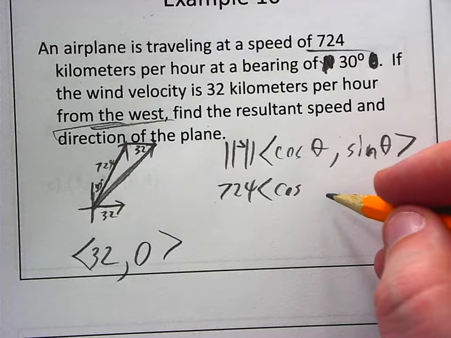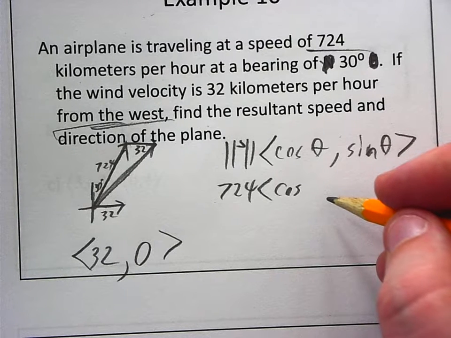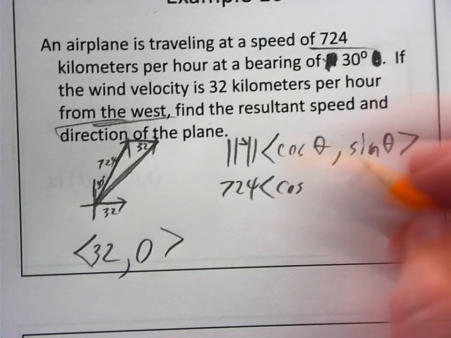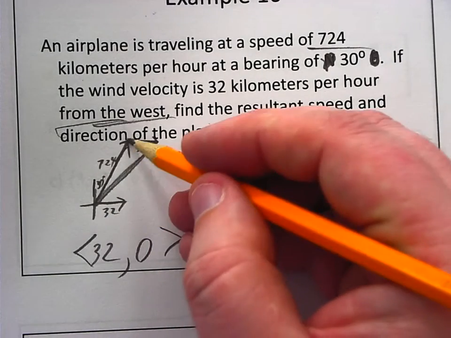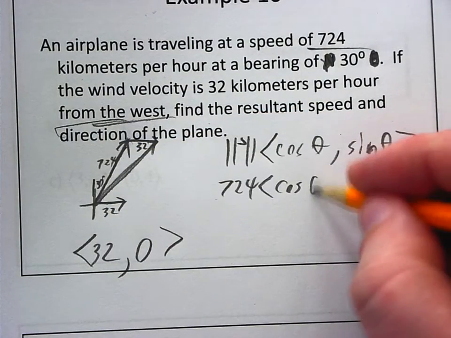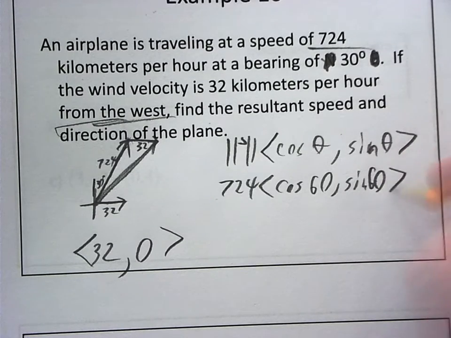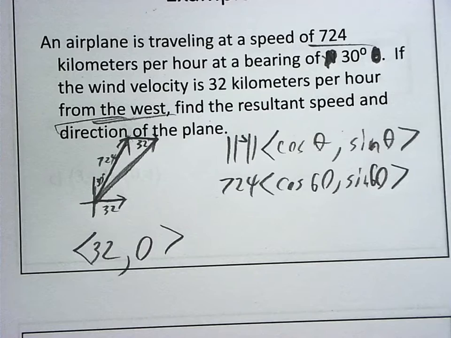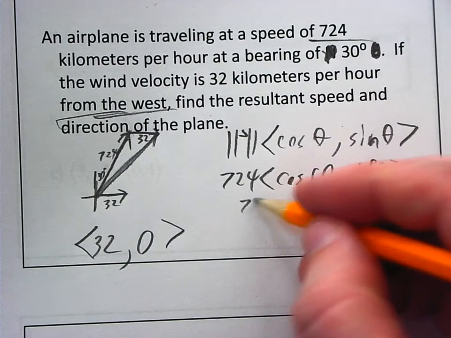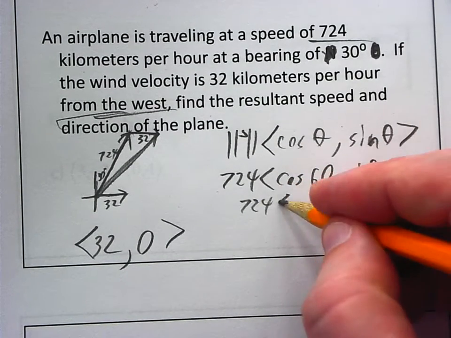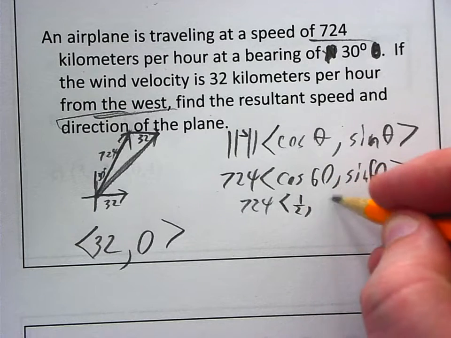Careful. We're going for this line right here. Yeah, 60. Why is it 60, not 30? Because you want to start at 0. Yeah, you're starting from the x-axis and going up. What is cosine of 60? Half. Sine of 60?